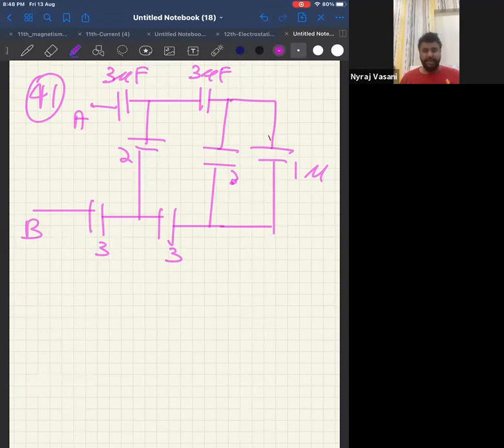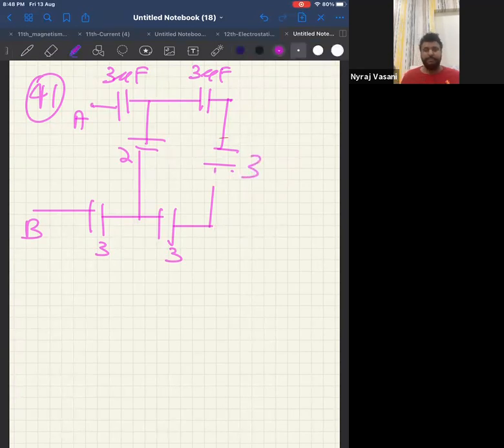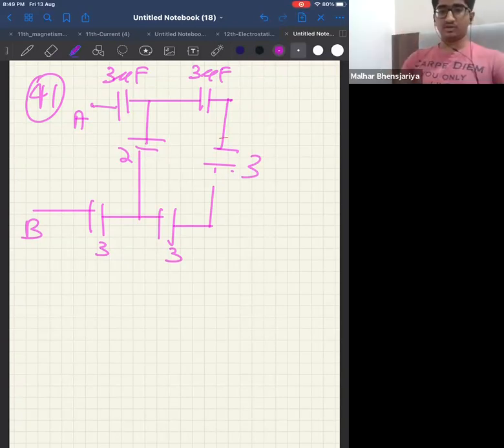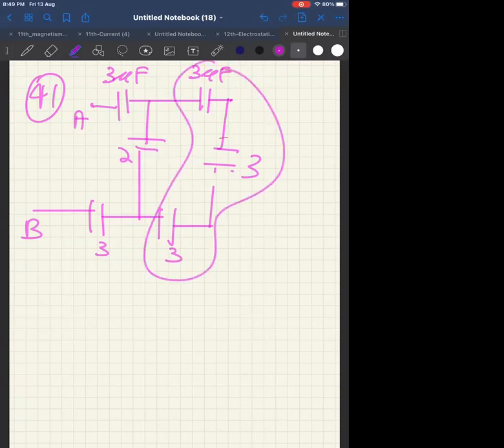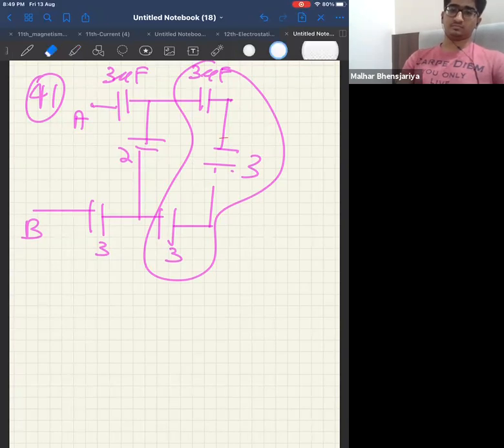Correct? Now next, tell me, can I say 2 and 1 are in parallel? Which 2 and 1? Can I say it will become 3? Therefore, can I erase this and write 3. Now, can you tell me the next step? Same as before, but series, so they'll give 1. Same, repeating. 1 and 2 in series, 3 in series, correct? So what will be the answer for 3 in series? 1. So this will be 1.